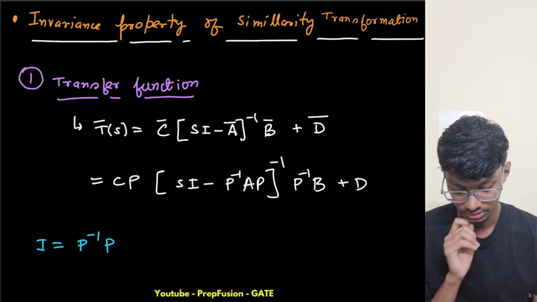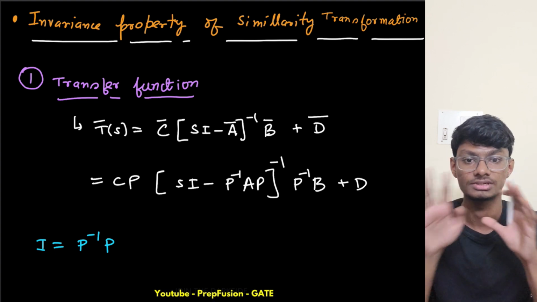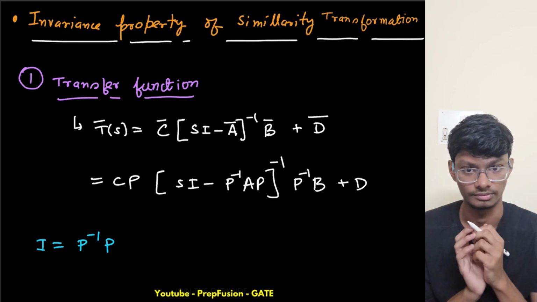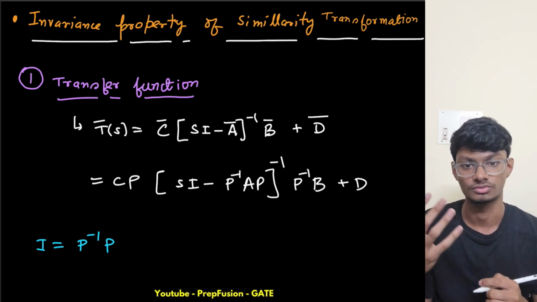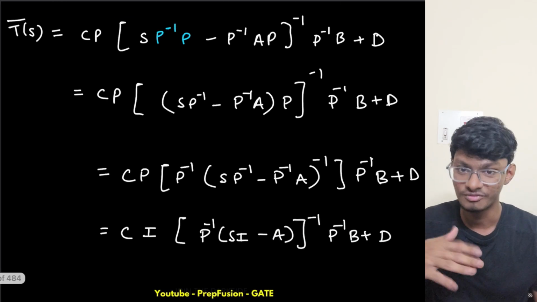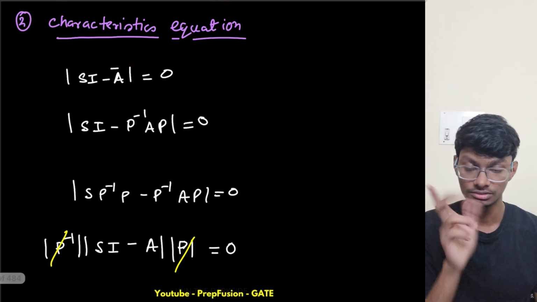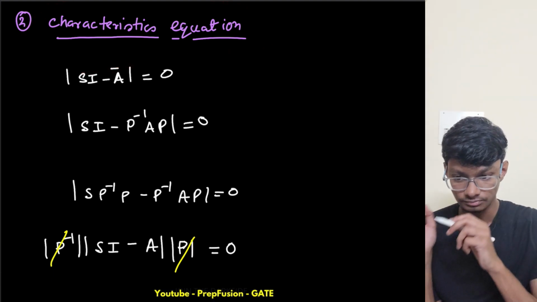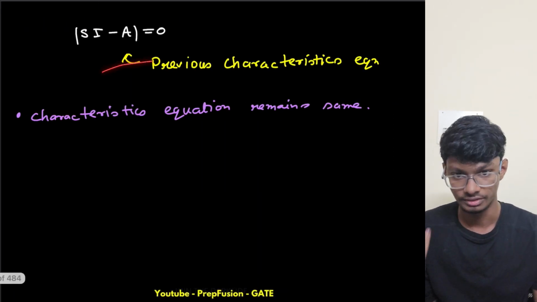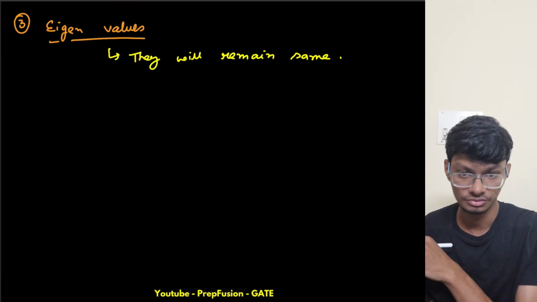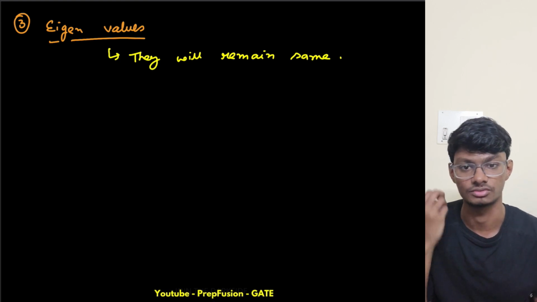The overall system transfer function should remain the same whatever happens, because it should not depend on the state variables which I choose. After the intensive proof, we got to know that the transfer function will be the same, and the characteristic equation will also be the same because the poles of the transfer function are the same. Then the eigenvalues will also be the same, because eigenvalues are basically equal to the poles of the system, which are not changing.